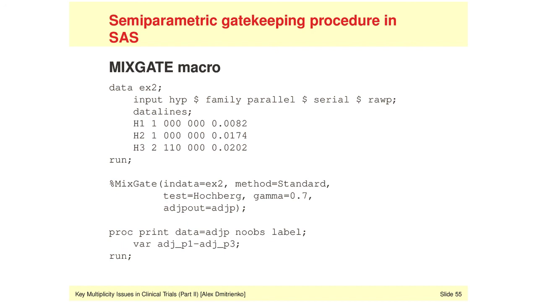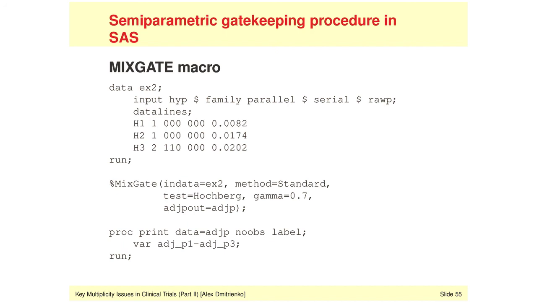And the last variable included in this data set is the one-sided p-value for each individual null hypothesis, and they're equal to, as you can see, 0.0082, 0.0174, and 0.0202. The next step here is the invocation of the mixed gate macro. This macro is called by supplying the following 5 arguments.